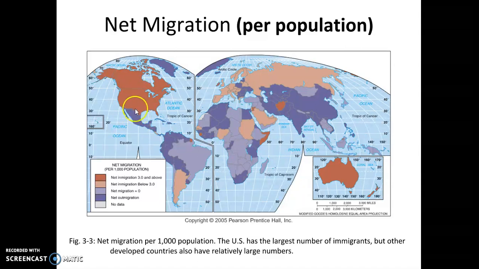This is an example of chain migration. This is an example of distance decay. This is also an example of the core periphery model, as you see people migrating from Mexico to the United States. People coming from the semi-periphery, which is Mexico, into the core of the United States. You also see this from people coming from Asia into the west coast of the United States.